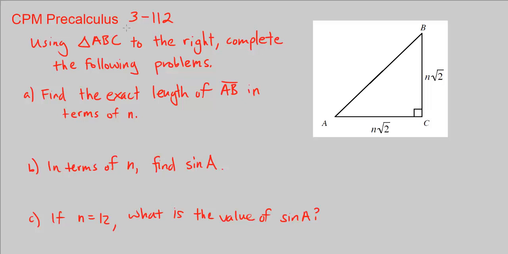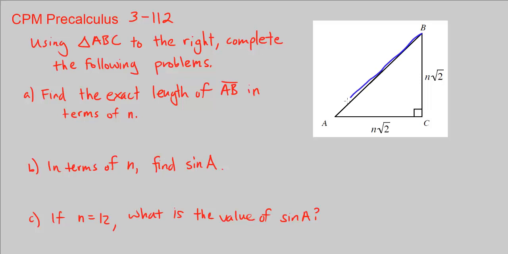This is CPM Precalculus Chapter 3, number 112. Using triangle ABC to the right, complete the following problems. So A says find the exact length of AB. AB in the triangle is the hypotenuse. In terms of n, means use these sides to help you.